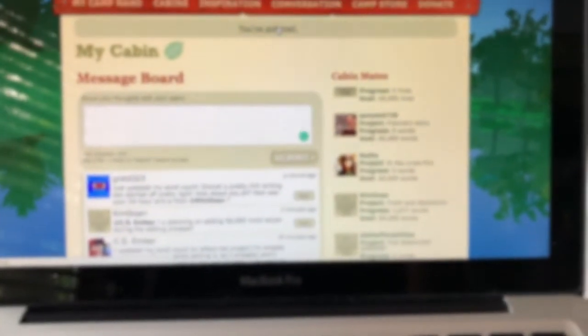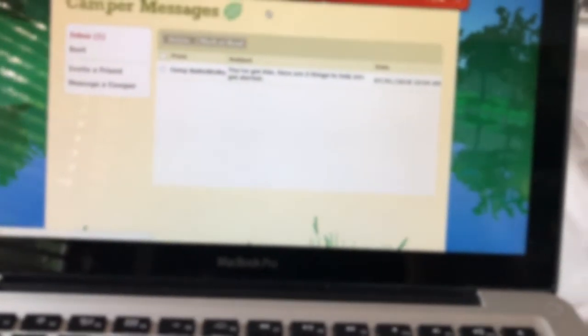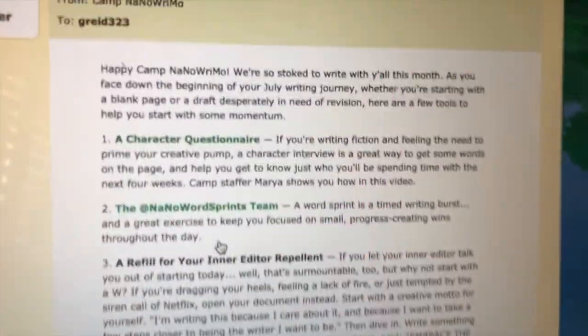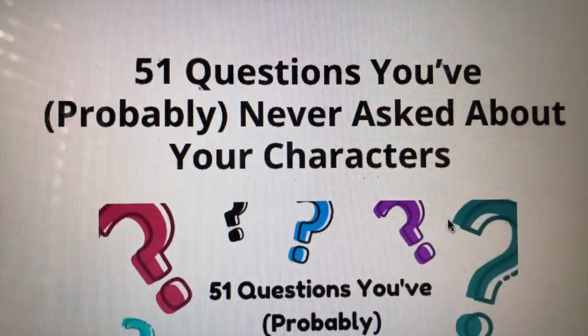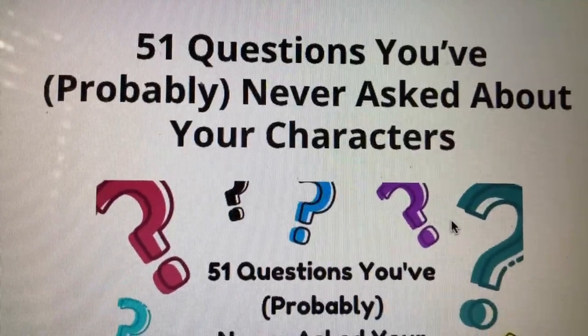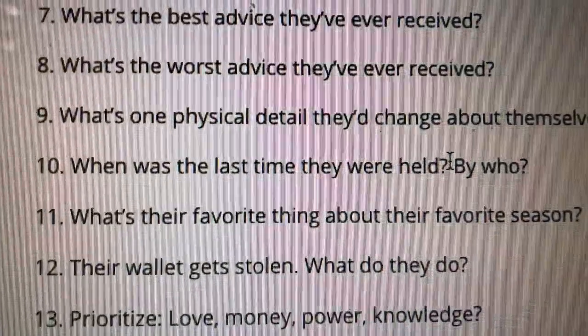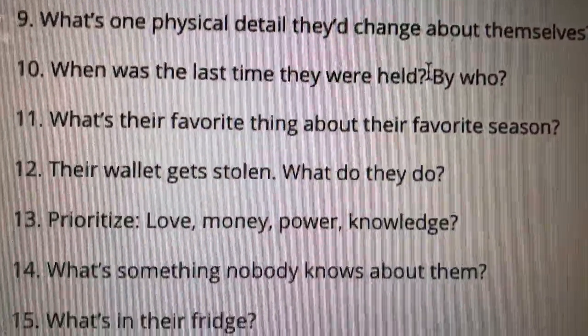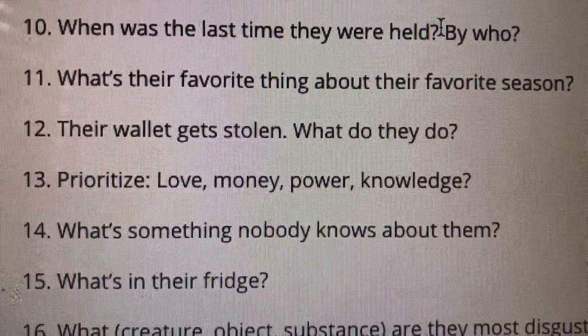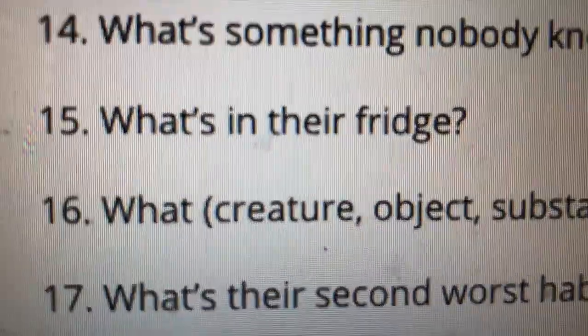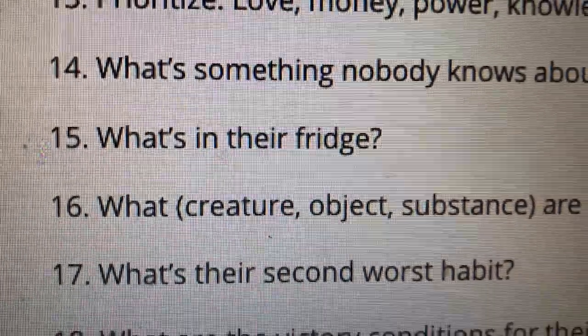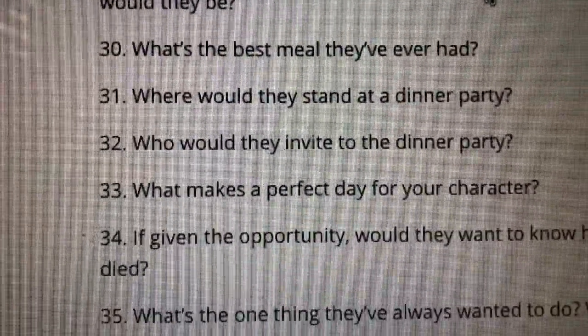You've got mail. What kind of mail? A character questionnaire. Very cool. This is actually so interesting. 51 questions you've probably never asked about your characters. What's the worst advice they've ever received? Their wallets get stolen. What do they do? Love this one. What's in their fridge? What is in their fridge? I actually wonder that myself.